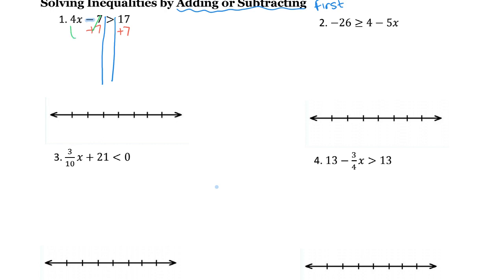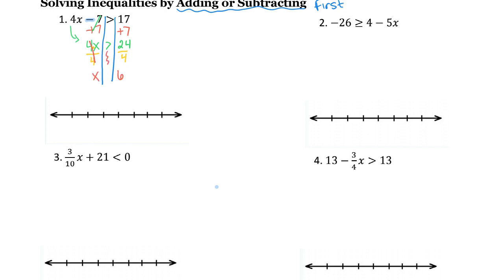These 7's cancel. We bring our 4x down. We don't do anything to our inequality sign yet, it just flows down the river. 17 plus 7 is 24. Now we have to get rid of this 4, so we divide both sides because there's that implied multiplication symbol. These 4's cancel. I'm left with x and 6.